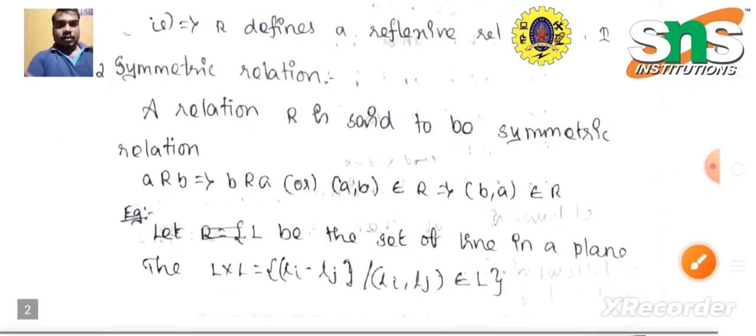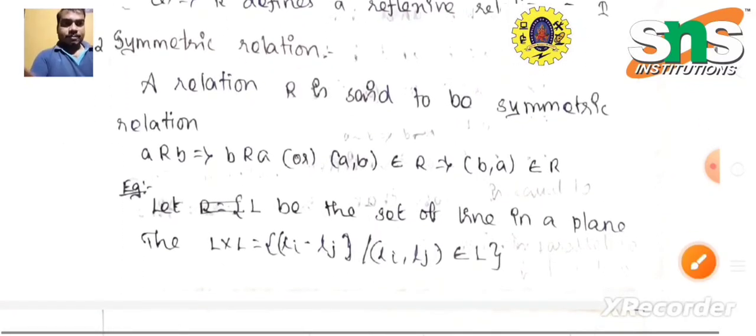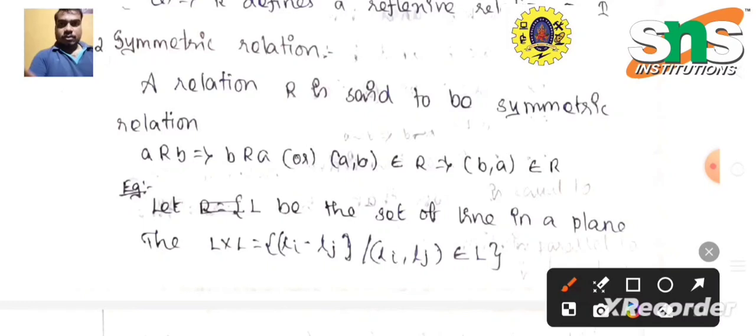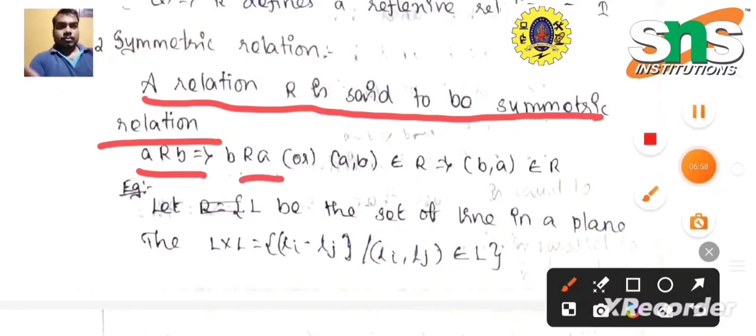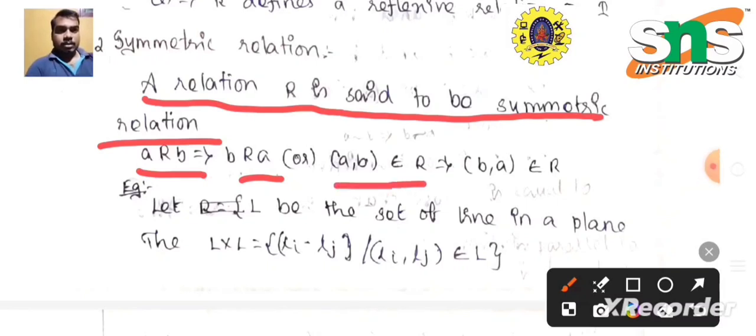Next, we have to move to symmetric relation. We have to show symmetric relation. The definition: a relation R is said to be symmetric if A is related to B, which implies B is related to A. That is, (A, B) belongs to R implies (B, A) belongs to R.